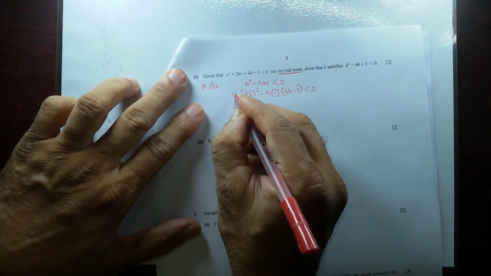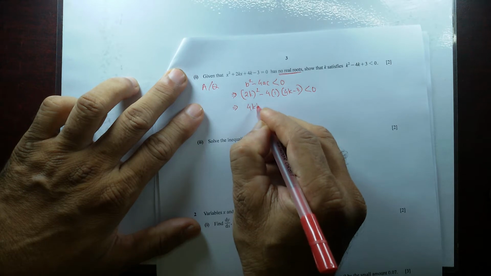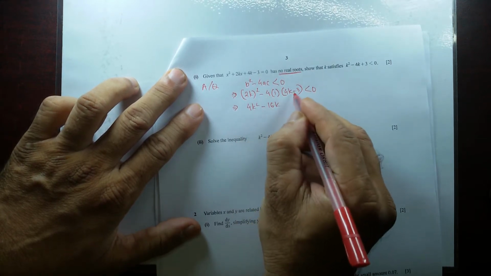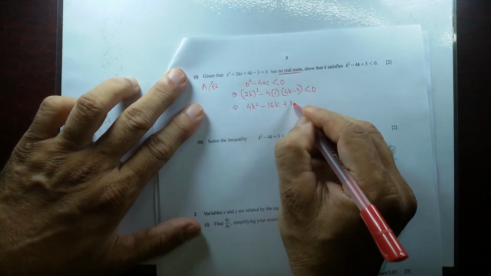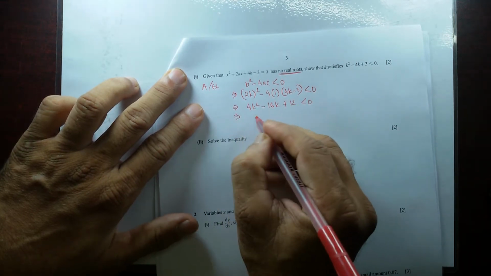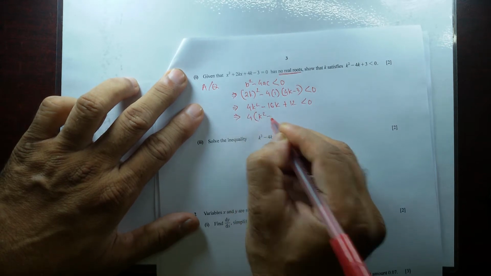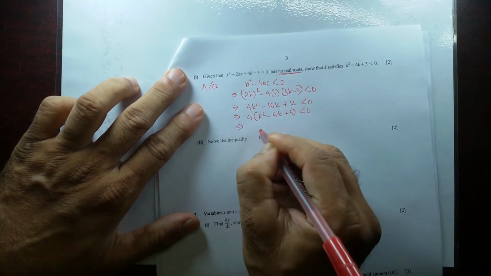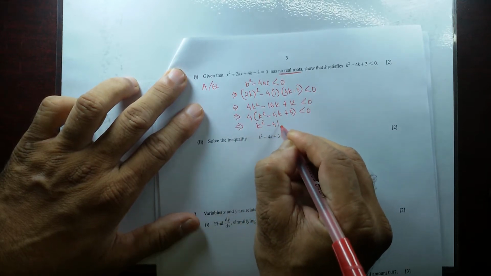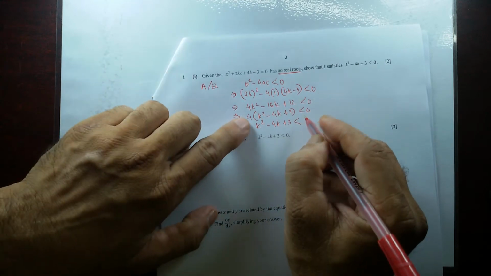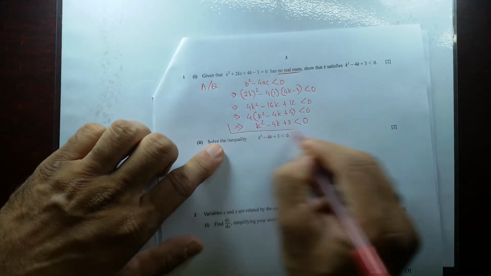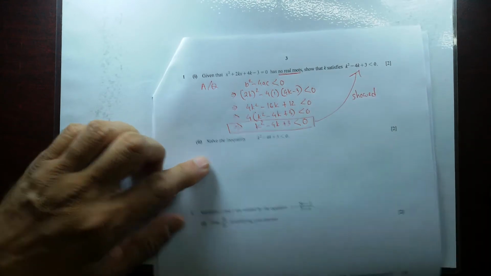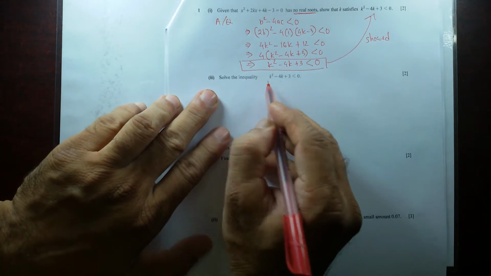So if I simplify that, 4k squared. Now this is going to be minus 4 4s are 16k, minus times minus plus 12, less than 0. Taking 4 common, so it's k squared minus 4k plus 3 less than 0. And here k squared minus 4k plus 3 less than 0, divided by 4 is 0. Now that shows this. So you can write down showed. Now second one, solve the inequalities.